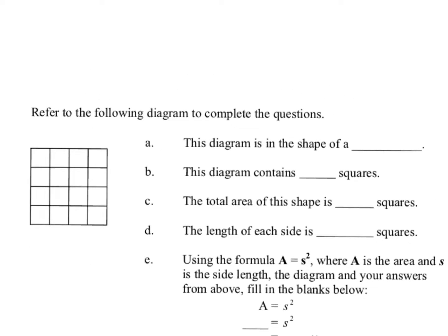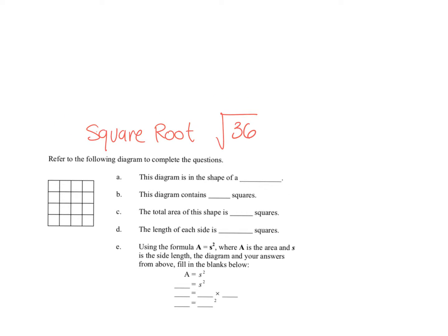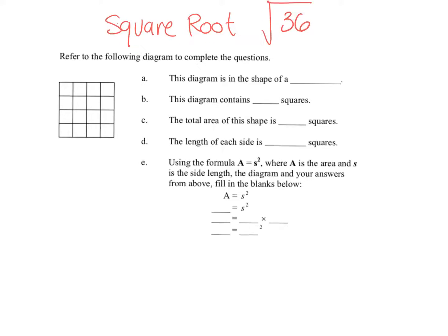So a square root, really quick, looks like this. That's a square root, and a number goes underneath it, right? And so here's the background behind a square root.